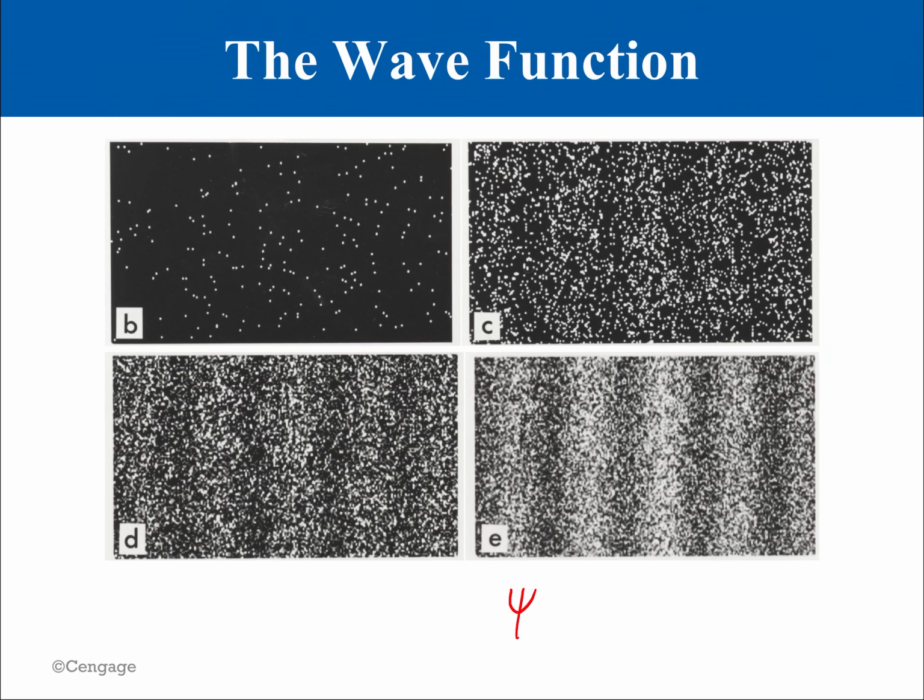Once psi is found, psi squared, the magnitude of this squared, gives you something called the probability distribution or probability function. This is the probability per unit volume of finding a particle in any given region.